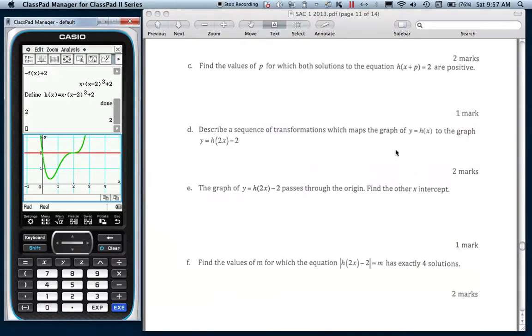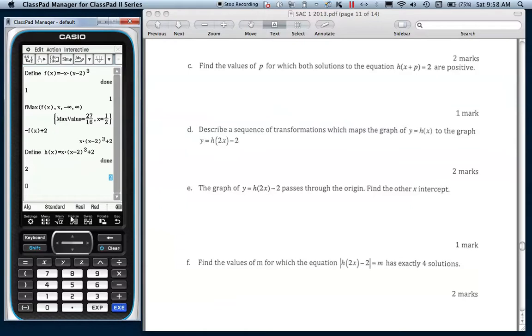Describing the sequence of transformations, well, your graphing calculator is not going to help you there. There's a dilation factor of half from the y-axis and a translation in a negative direction of the y-axis of 2, so you would write those things down there. The graph of y equals h of 2x minus 2 passes through the origin. Find the other x-intercept. Your calculator can help you there.